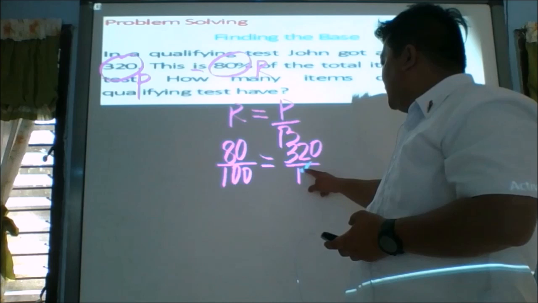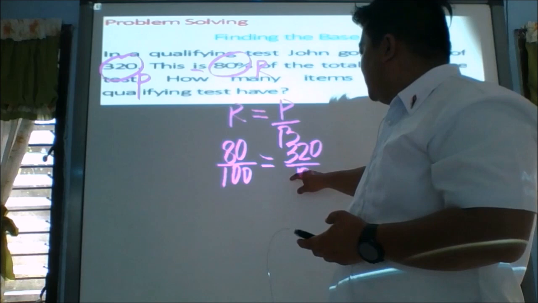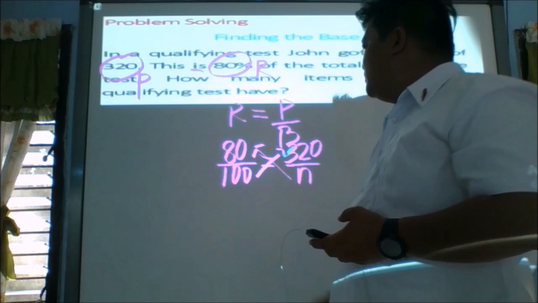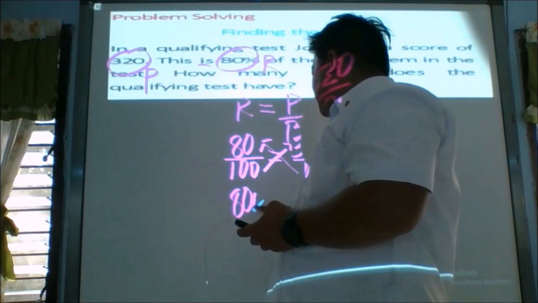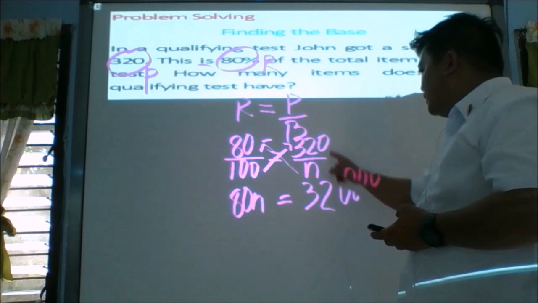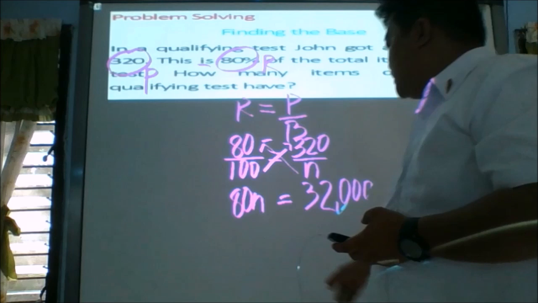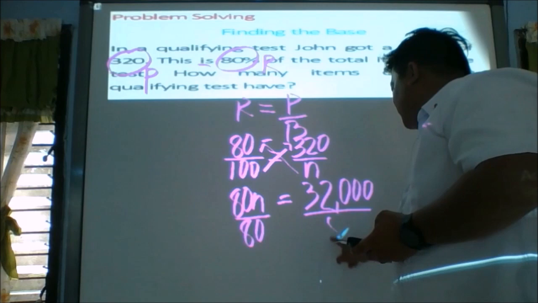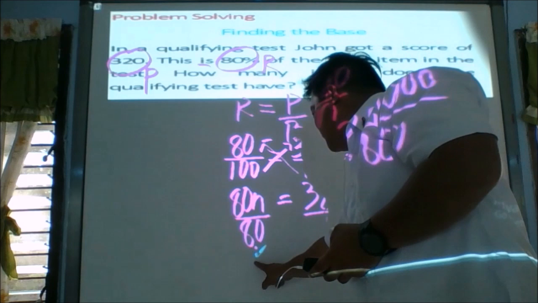To find n, let us cross product. So n times 80 is equal to 80n. 100 times 320 is equal to 32,000, because of the 3 zeros. To get n, let us divide both sides by 80. So 80n divided by 80 is equal to n.